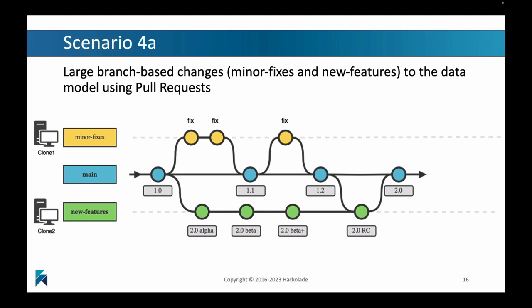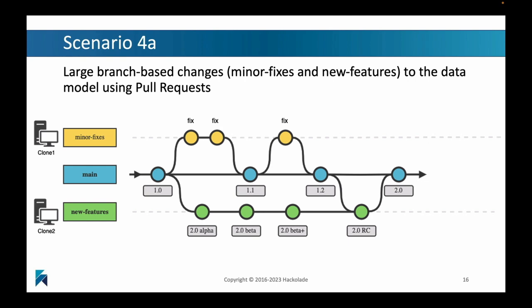So what we'll be doing in scenario 4A is making some large branch-based changes. We'll use branches to make some changes to our data models in our repos. There's going to be two branches, one for minor fixes and one for new features. And we're going to be resolving the parallel work and the conflicts that might occur there using pull requests.